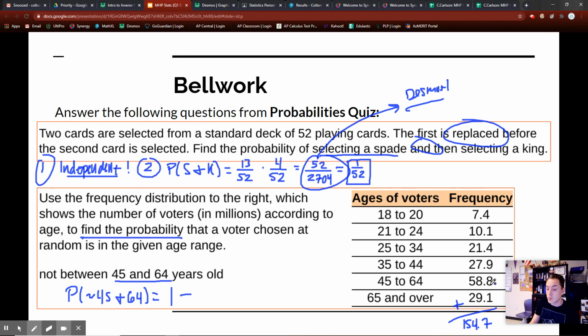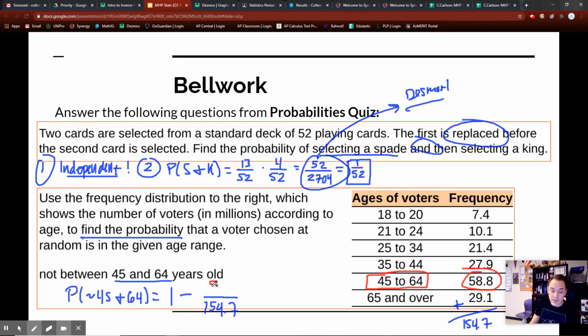154,700,000. Okay, that's what it's saying. Now I can take that total and finally put it into my probability. Now what goes in the numerator? What goes in the numerator is the probability that we're interested in. So 45 to 64, so I want to take that 58.8.